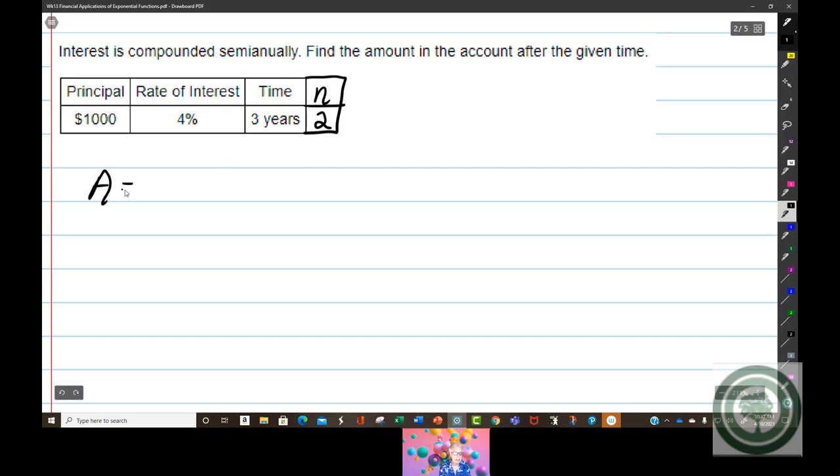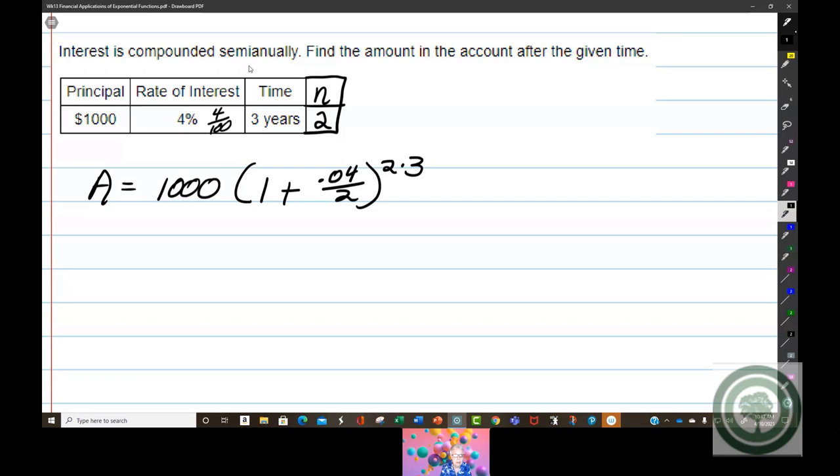Okay, so you're going to have A equals 1,000, parentheses 1+0.04/2 to the 2 × 3. Okay, the 1,000 comes from here, the principal. The interest rate is 4%, so you take 4/100, and that gives you 0.04. Compounded semi-annually is N equals 2. So you're going to have 0.04/2, close your parentheses, and then when you raise to the power, this is N, this is T, it tells you the time in years.